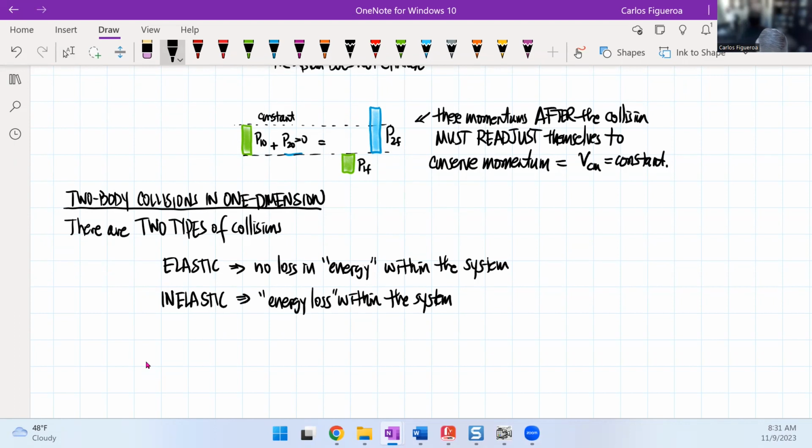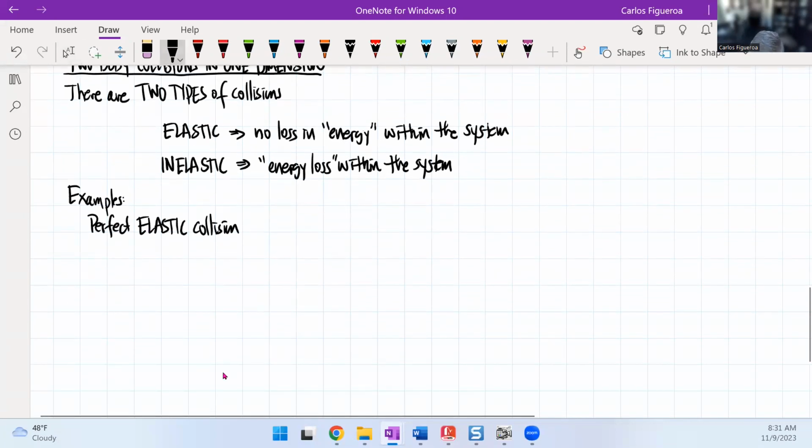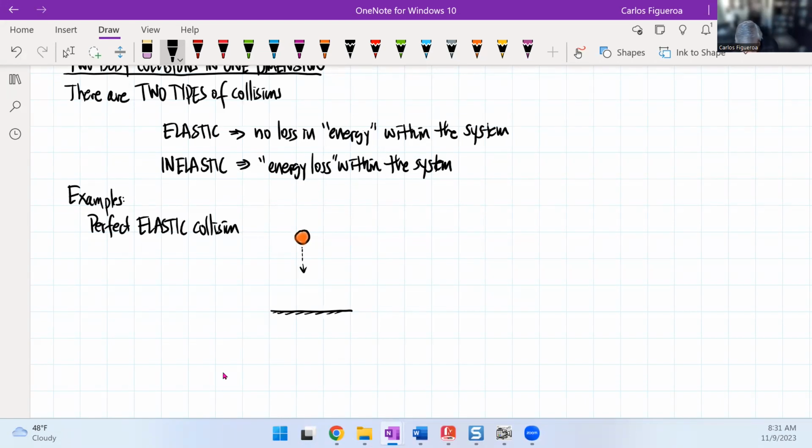So if I look at examples here, if I have a perfect elastic collision, here's what I would find here. I would drop a ball. Okay, let's say that I take my ball and I'm going to drop it right here. And then I'm going to drop it onto the ground. So then the ball's going to come down here and there's going to be a collision. And what we focus on is right before the collision.